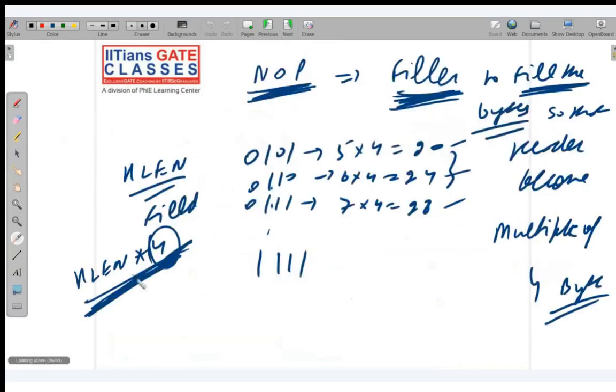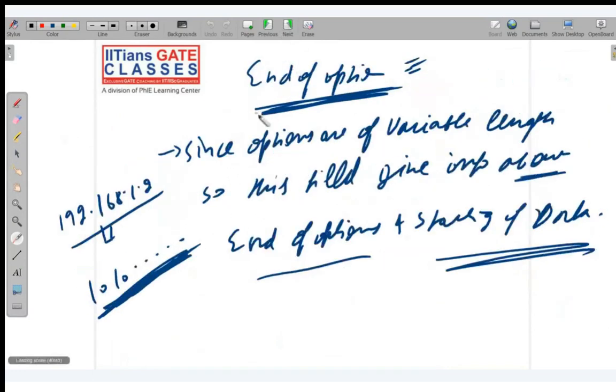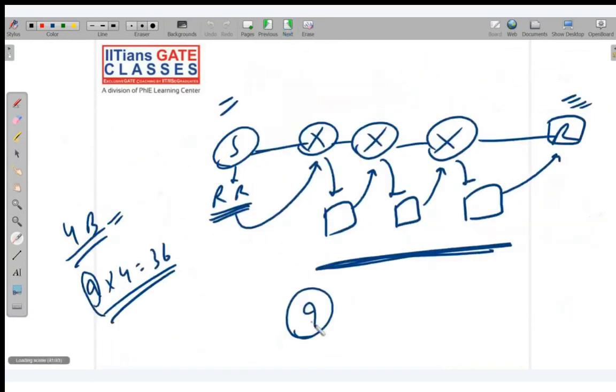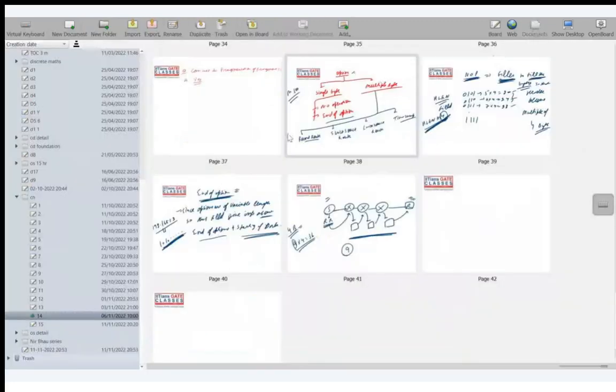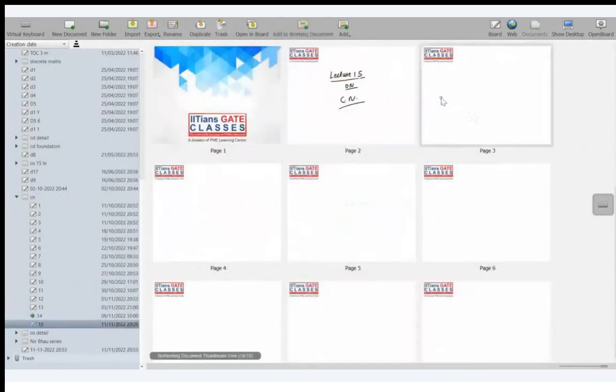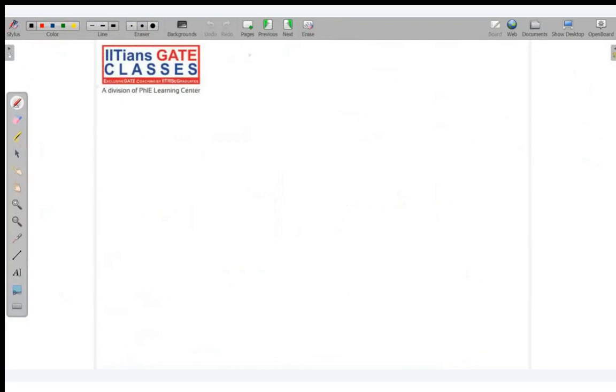Record route, I think I have told you about. It can remember up to 9 routers' addresses. We have told you that in the previous lecture. Now we have to study strict source route, loose source route, and timestamp. Total 3 are left out. So let me start today's lecture. First is strict source route, or SSR.